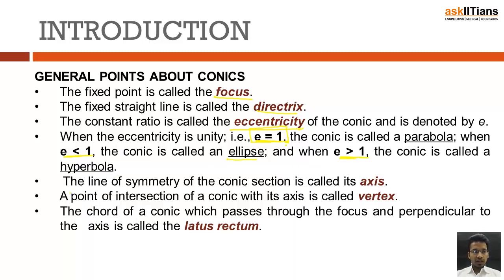The line of symmetry, as you have seen, every conic was symmetric along a line, that line is called the axis. The intersection of the axis with the conic is known as the vertex. We will study these terms later on in more detail. This is for your information so that you can keep it with you.